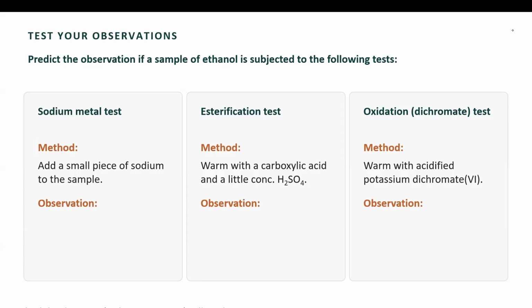So, effervescence will occur. For those who do not know what effervescence means, it means bubbles. Bubbles will form inside the solution, inside the ethanol solution. Is that clear? So somebody else will give me the second one, esterification test. Warm the ethanol with carboxylic acid in the presence of small amount of concentrated H2SO4. What will be the observation?